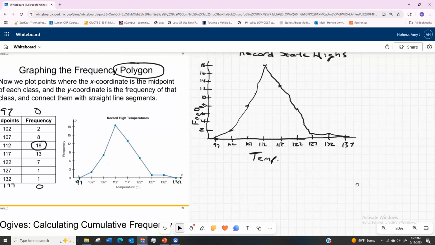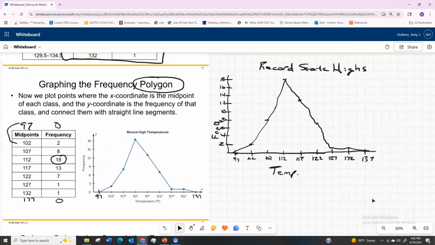So that is what a frequency polygon looks like. Now remember, we graphed the exact same data. So this graph that we just did and that histogram that we did both represent the exact same data. They're just different ways to do it. Some researchers prefer to use frequency polygons, some prefer to use histograms. They're both completely appropriate.